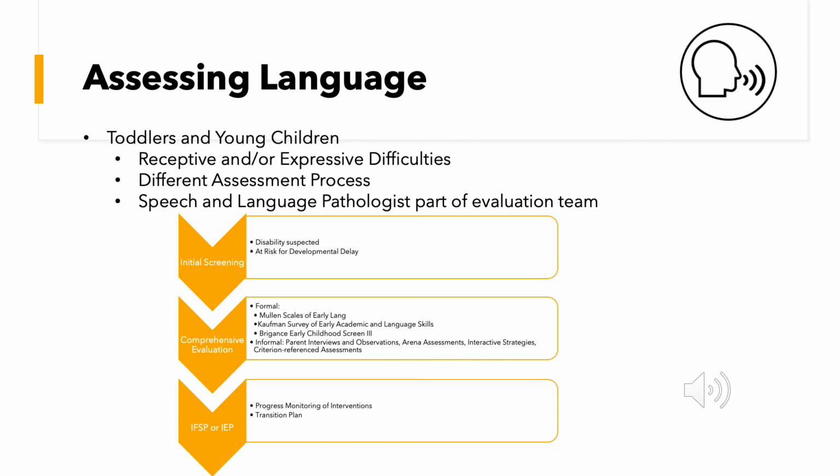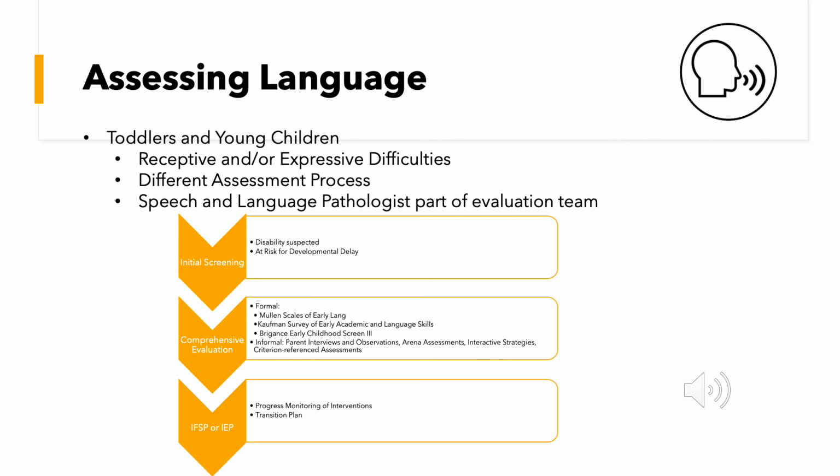Some formal assessments for early childhood language disorder evaluation include the Mullen Scales of Early Learning, which includes receptive and expressive language assessments. The Kaufman Survey of Early Academic and Language Skills also includes receptive and expressive language assessments. The Brigance Early Childhood Screen 3. Informal assessments for toddlers in early childhood include parent observations and interviews, arena assessments, and interactive strategies to glean a more complete picture of the child.